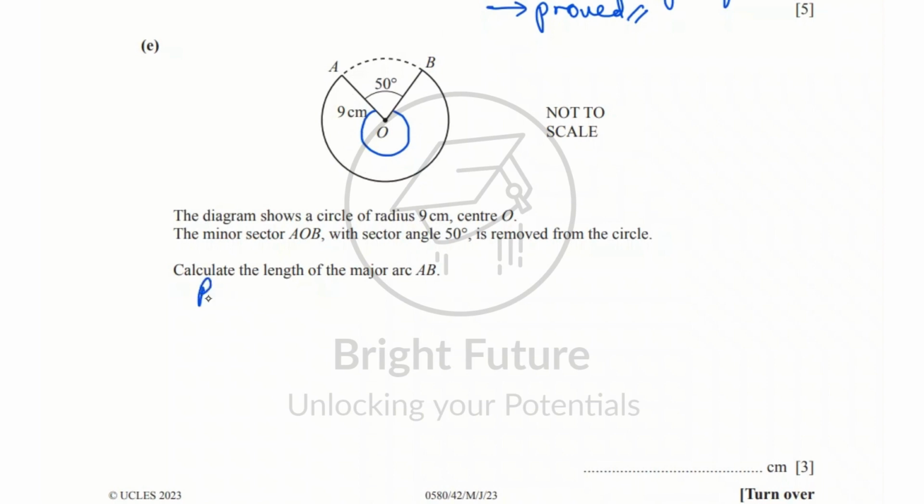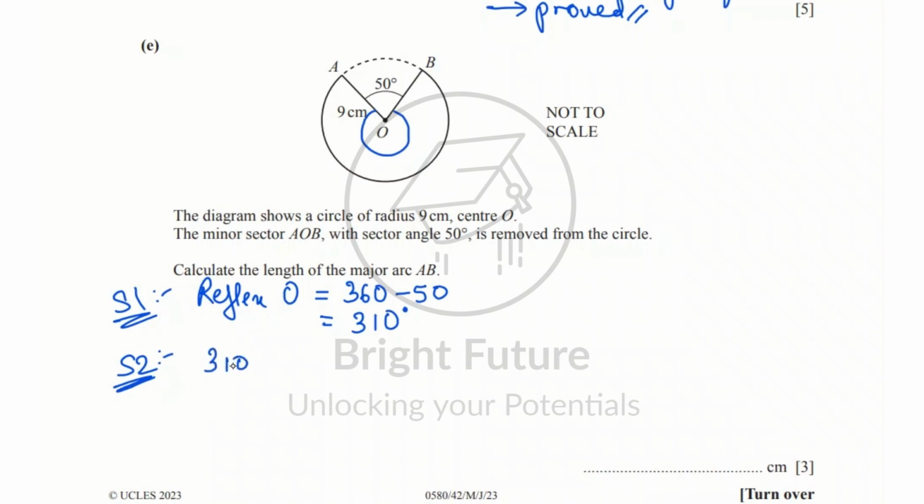So the reflex angle of O is 360 minus 50, which will give me 310. This is my step 1. Then my step 2 is the length of the arc. Length of the arc formula is theta upon 360 multiplied by 2 pi r.